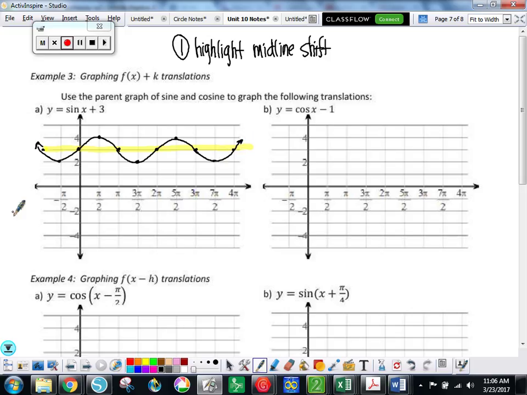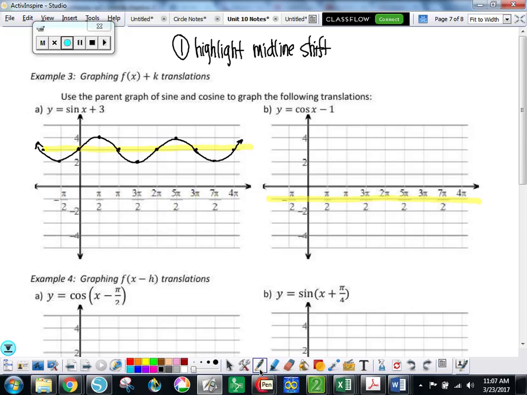Like that. Exactly the same, we're just shifting it up and down. Okay, so now what? Part B. Let's talk about a cosine shift. Where's my new midline? Down 1. So now everything's going to be centered around this midline.